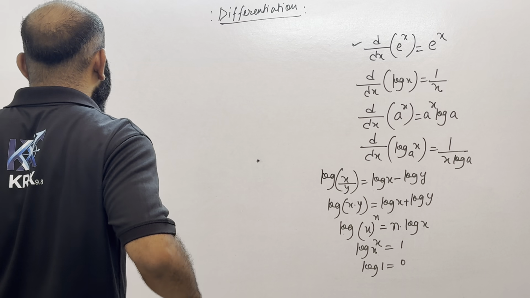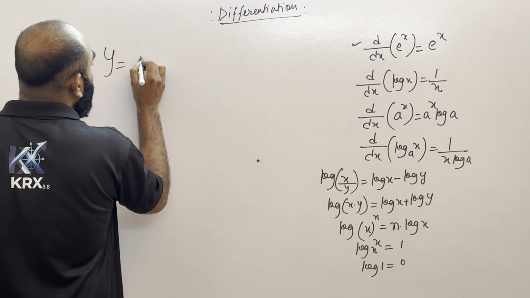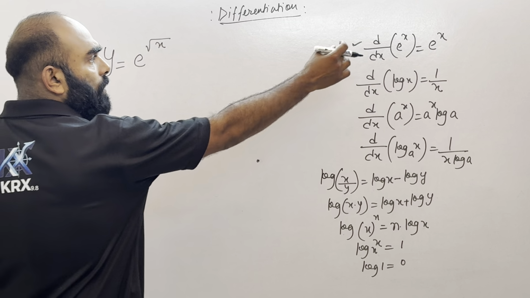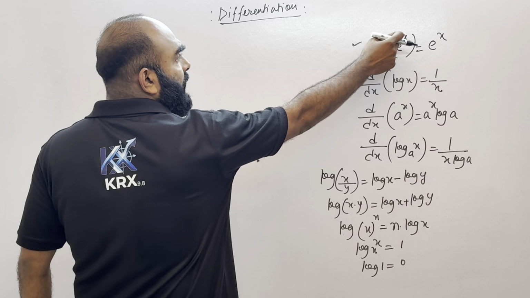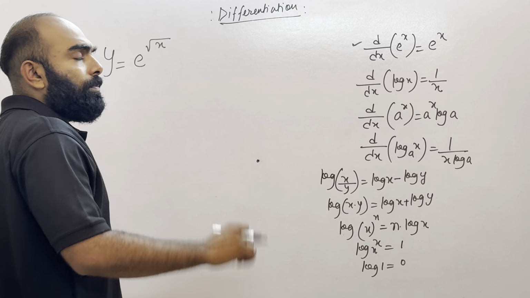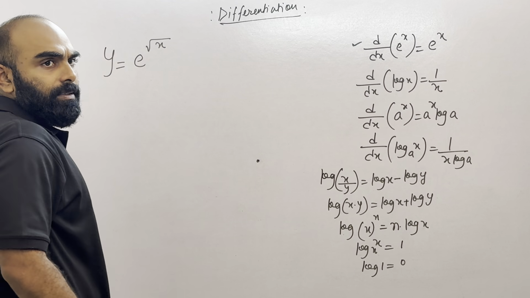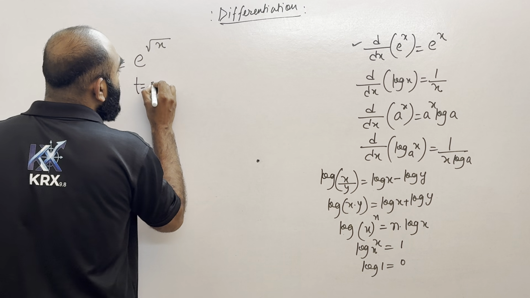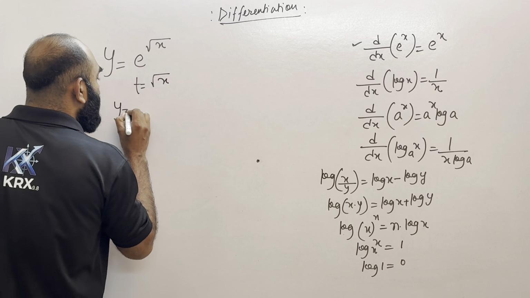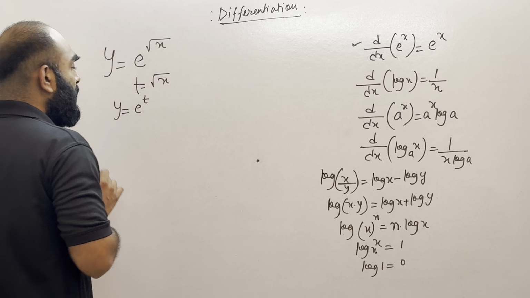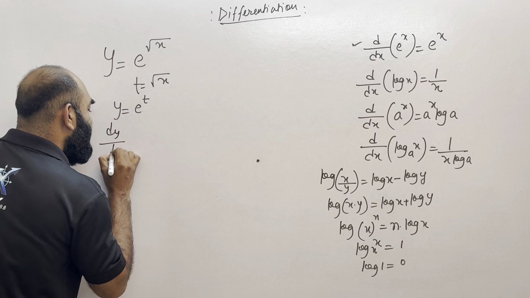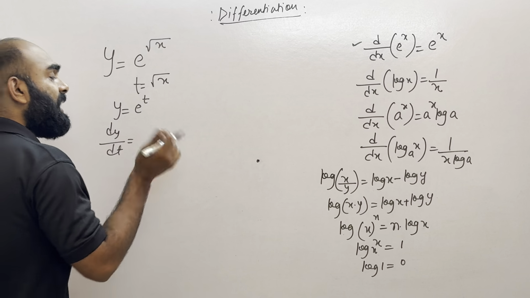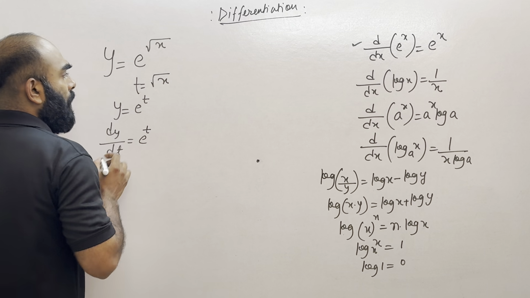Sir, y is equal to e to the power root x. Again, what are the changes there? See the actual one. The actual one is e to the power x, and its differentiation with respect to x is e to the power x. Here it is e to the power root x. So what will I do? Sir, consider t is equal to root x. So this becomes y is equal to e to the power t. So I have to differentiate dy by dt. dy by dt is e to the power t only.